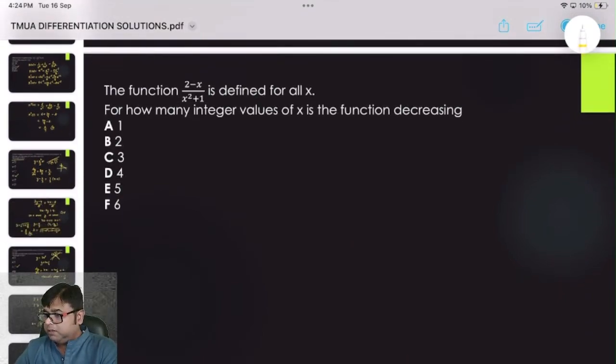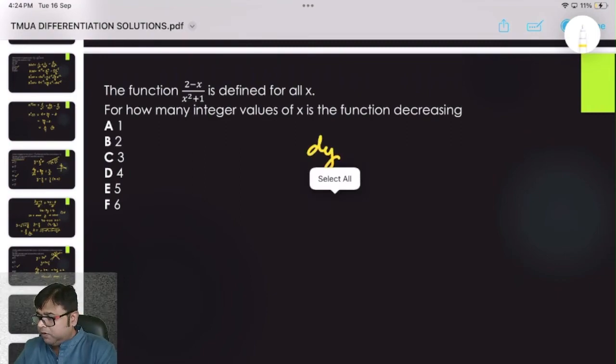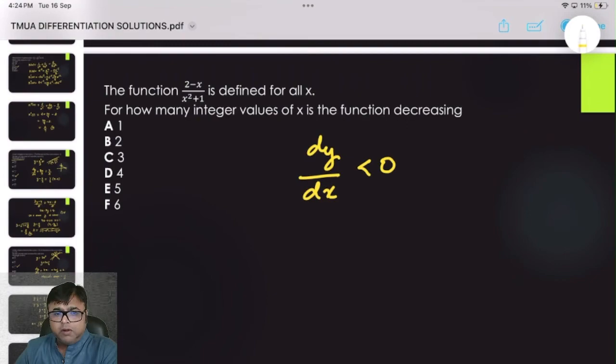It says that the function (2 minus x) upon (x squared plus 1) is defined for all x. For how many integer values of x is the function decreasing? Now here we are covering the concept of increasing and decreasing. So as I covered in the theory video, for a decreasing function, the first derivative should be less than 0. And they're talking about how many integer values of x is the function decreasing.